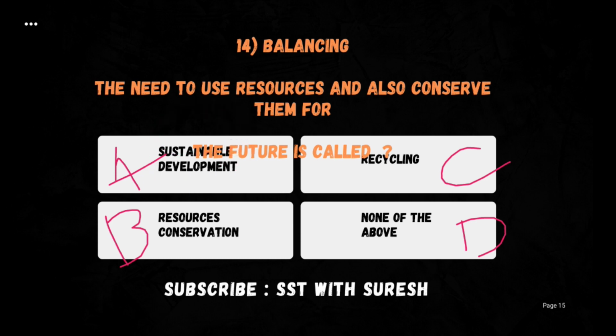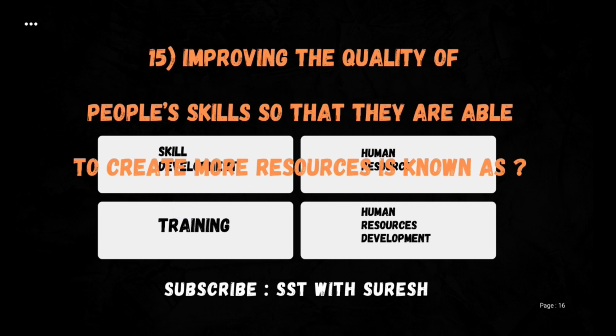Okay, next question, question number 15. The question asks: improving the quality of people's skill so that they are able to create more resources is known as what? And the options are: A, skill development; B, training; C, human resources; and D, human resource development.